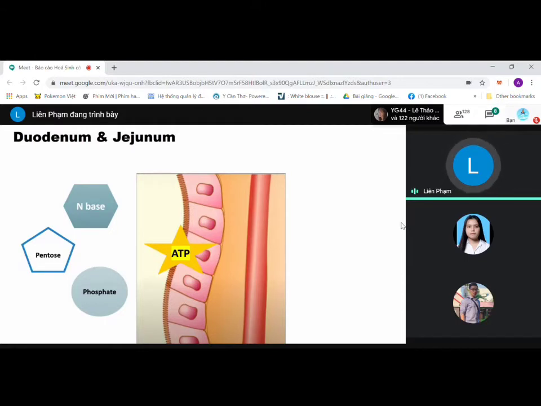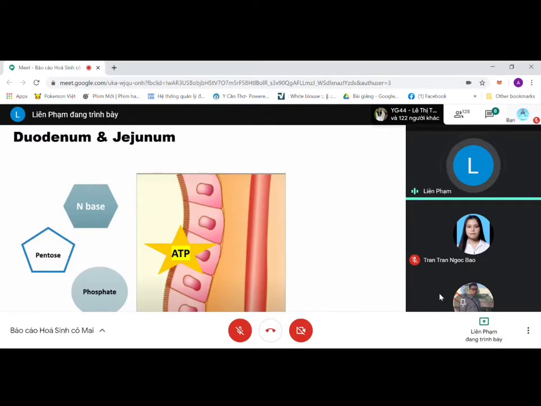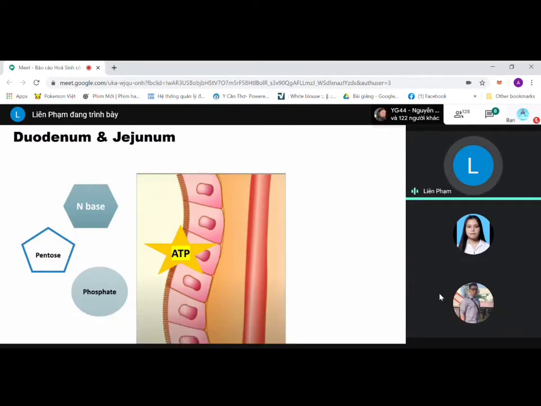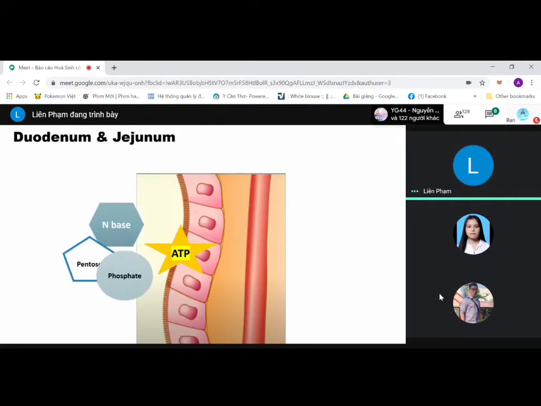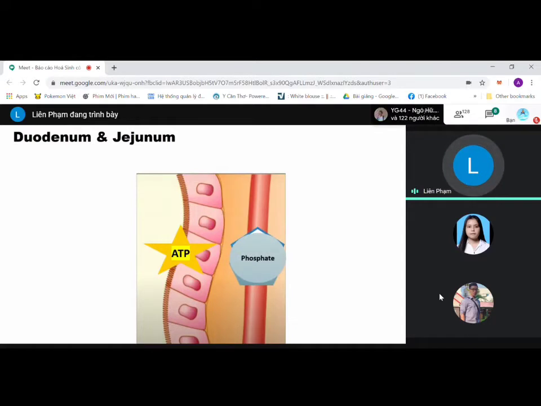Through diffusion, these products are transported from the intestinal epithelial cells across the basolateral membrane into intestinal fluid, and then into the blood capillaries of the intestinal villus. Nucleotide digestion products are transported by the blood circulation to the liver and other tissues where they undergo further degradation.